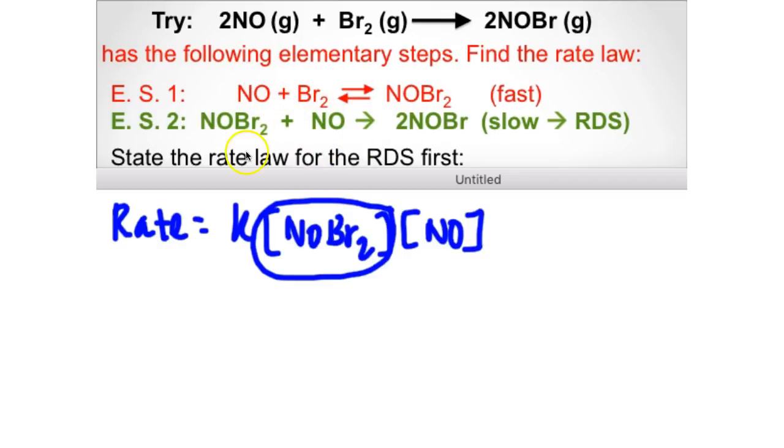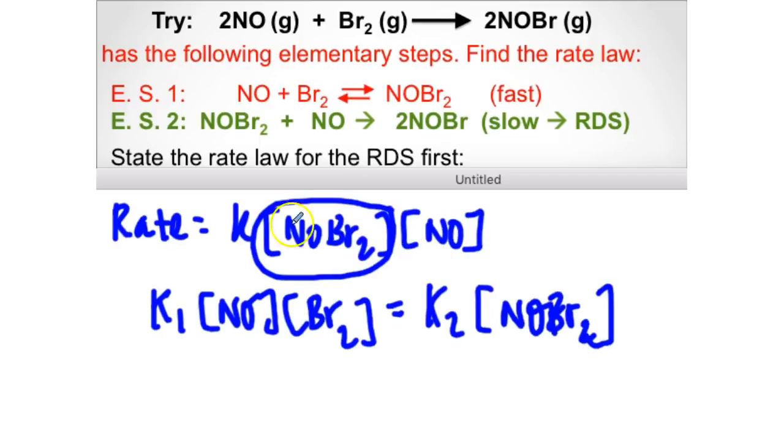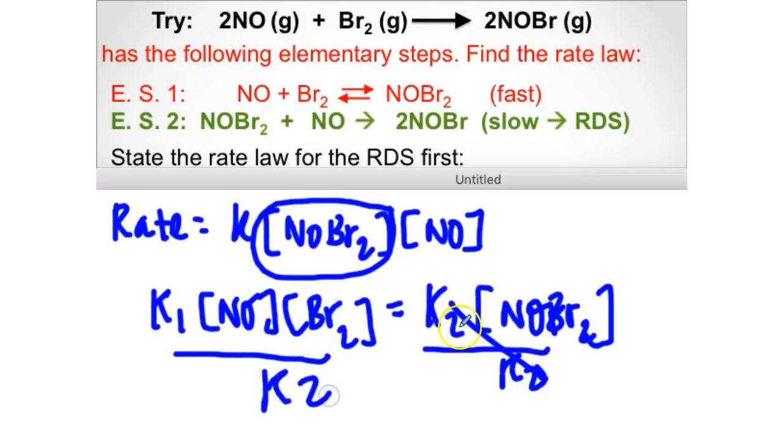So you find the rate law of this side. So I'm gonna say it's K1 NO Br. So this is the rate of the forward. And we're gonna say it's equal to the rate K2 of the reverse. And again, I don't want NOBr2, so I'm gonna isolate that. I'm gonna divide by K2. And now NOBr2 is equal to all of this. And now I could basically substitute all of this in here.